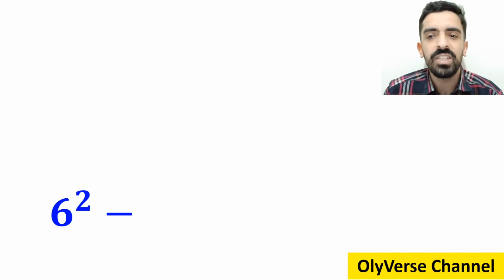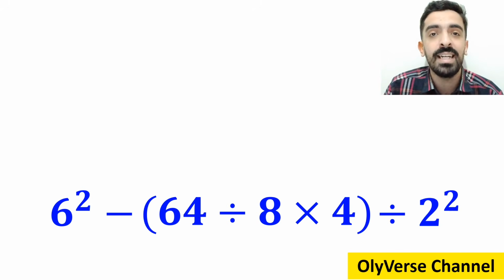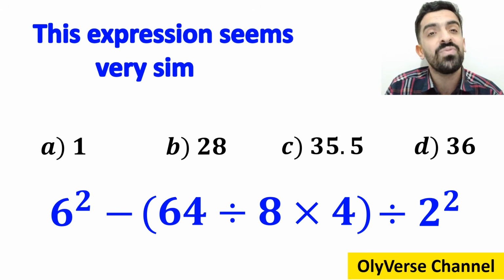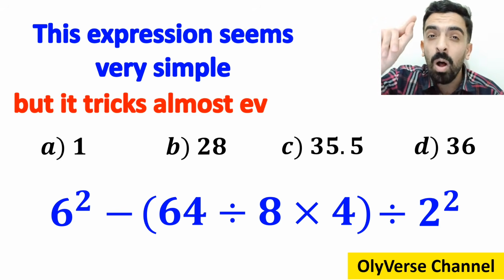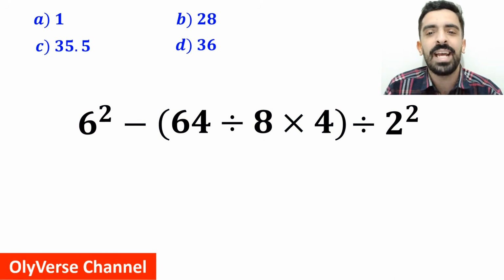What is the value of the expression 6 squared minus open parenthesis 64 divided by 8 times 4 close parenthesis, then divided by 2 squared? Which option do you think is the correct answer to this question? This expression seems very simple, but it tricks almost everyone. Let's go step by step and solve it together.